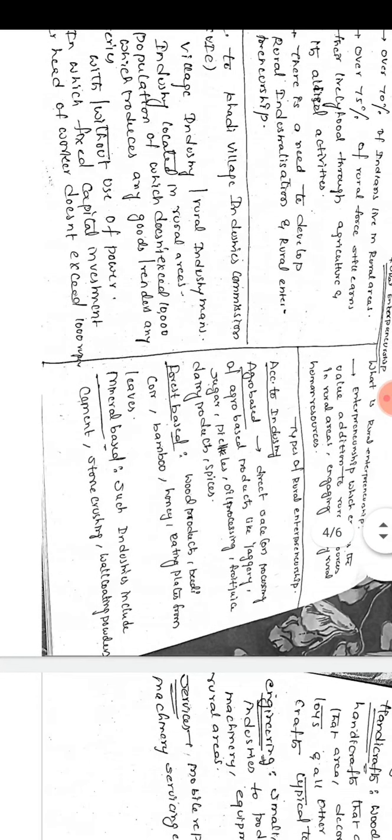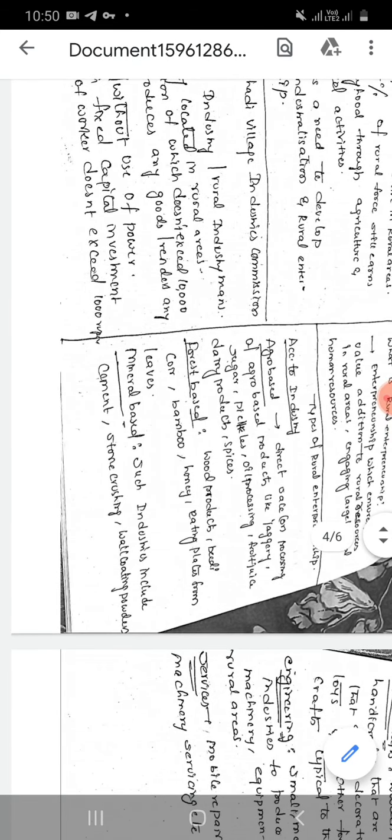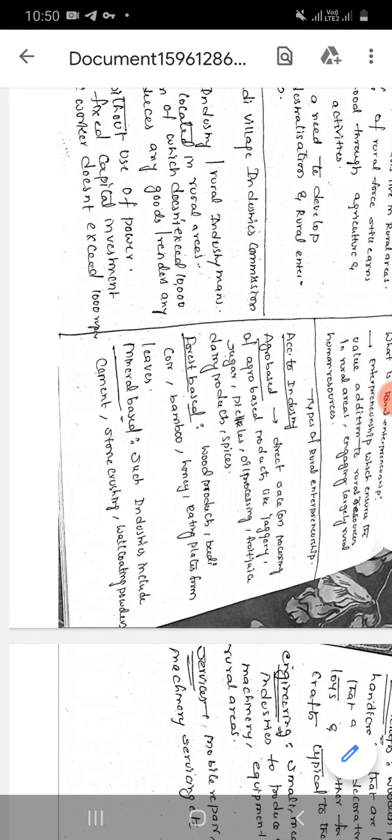So what are the types of rural entrepreneurship? Let's see. According to the industry, there are agro-based, forest-based and mineral-based rural enterprises. Agro-based enterprises involve direct sale or processing of agro-based products, like jaggery, sugar, pickles, oil processing from oilseeds, fruit juices, dairy products and spices. Forest-based enterprises cover wood products, beedi making, coir making, bamboo, honey, and eating plates from leaves. Mineral-based enterprises include cement, stone crushing, and wall coating powders. All this comes under rural enterprises.